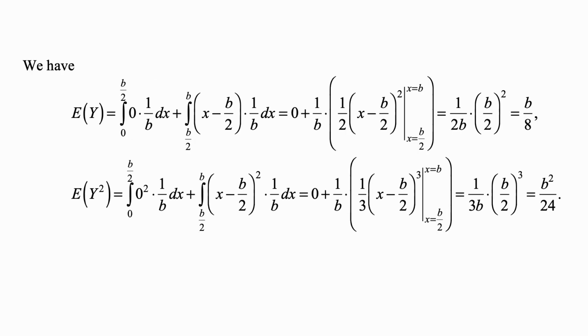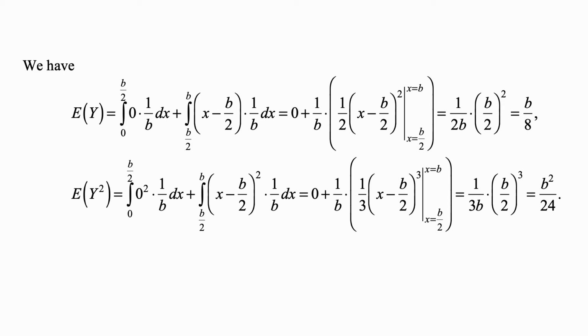And these are the only values possible because big X has to be between 0 and b because it's distributed uniformly there. Then the mean of y is the integral from 0 to b over 2 of 0 times 1 over b, where 1 over b is the density of x, dx, plus the integral from b over 2 to b of x minus b over 2 times 1 over b dx. So the first integral, of course, is 0. Plus 1 over b times 1/2 x minus b over 2 squared, evaluated from x equal to b over 2 to x equal to b.